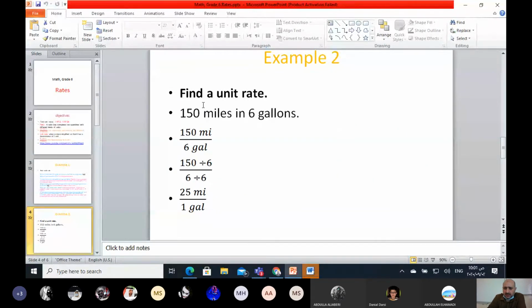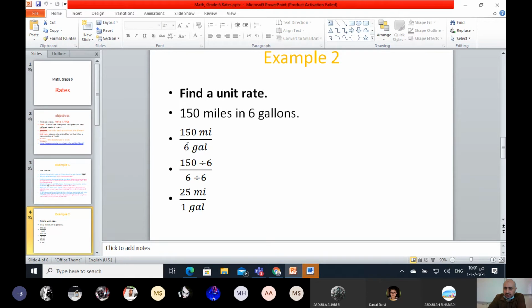This example, find a unit rate. We have this sentence, 150 miles in 6 gallons. The first step, how to write this mathematical sentence as a rate. Draw a fraction with the first unit up, 150 miles, and the second unit down, 6 gallons. So this is the rate now.